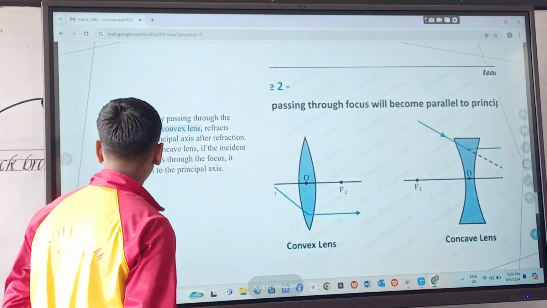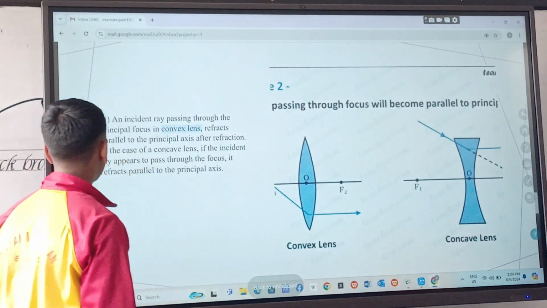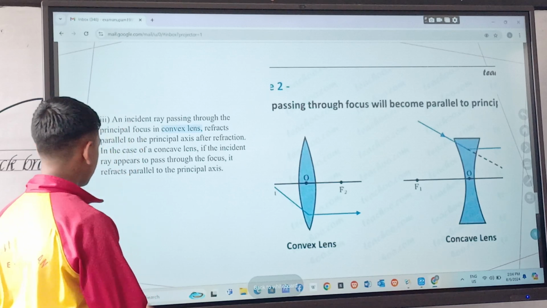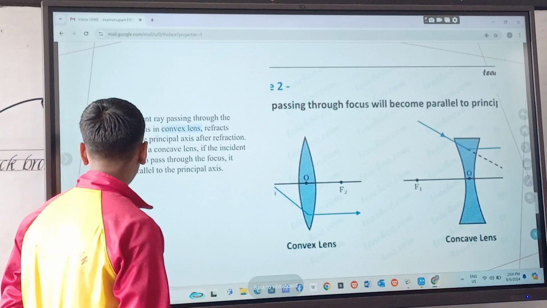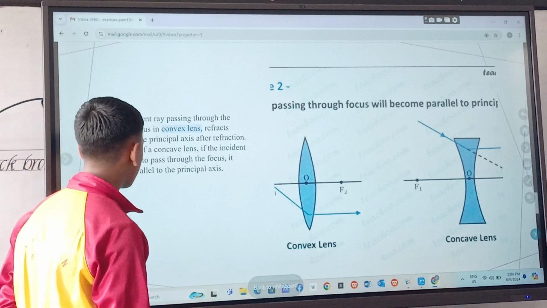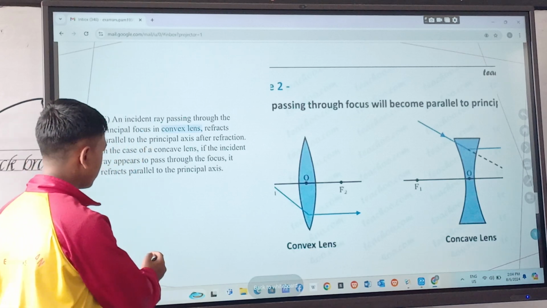And the third one is an incident ray passing through the principal focus in a convex lens refracts parallel to the principal axis after refraction. In the case of a concave lens, if the incident ray appears to pass through the focus, it refracts parallel to the principal axis.